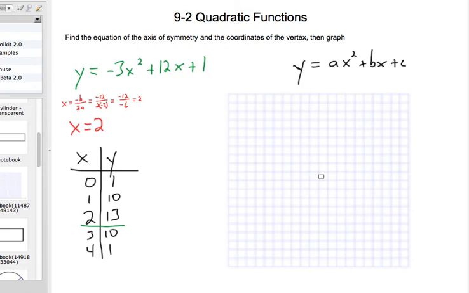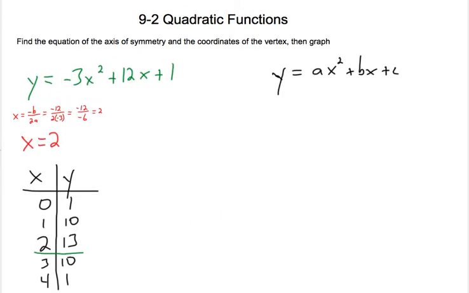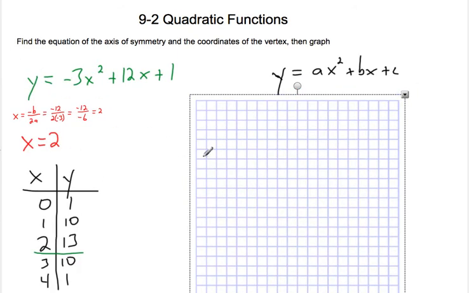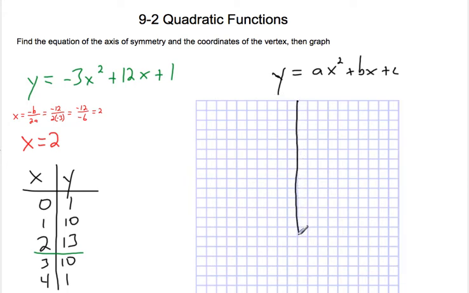Alright, so here's my grid. Make my XY axes. And again, I'm not using any negative numbers, so I'm just going to make my X axis down here. So we got X, we got Y. Make some labels here. I'll spread it out. I'll just label 3. Alright, so now 0, 1 is going to be right here.